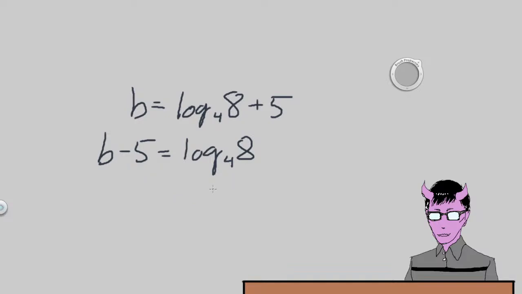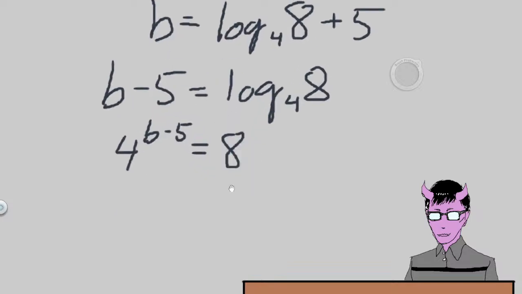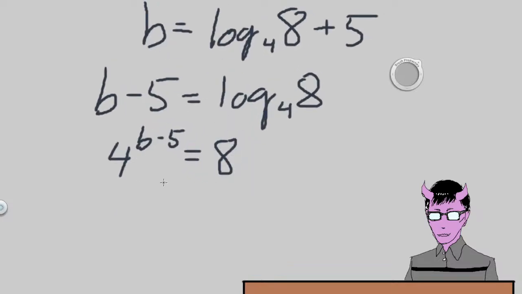Wait, is that the best idea? You know what? Maybe that's not the best idea. Well, let's just see. Let's just see what it looks like first. Yeah, again, it might not be the best idea after all, now that I'm thinking about it. But, too late. We've already embarked on the path, so it becomes 4 to the power of b minus 5 is equal to the argument, which is 8. Not the best situation, unfortunately.